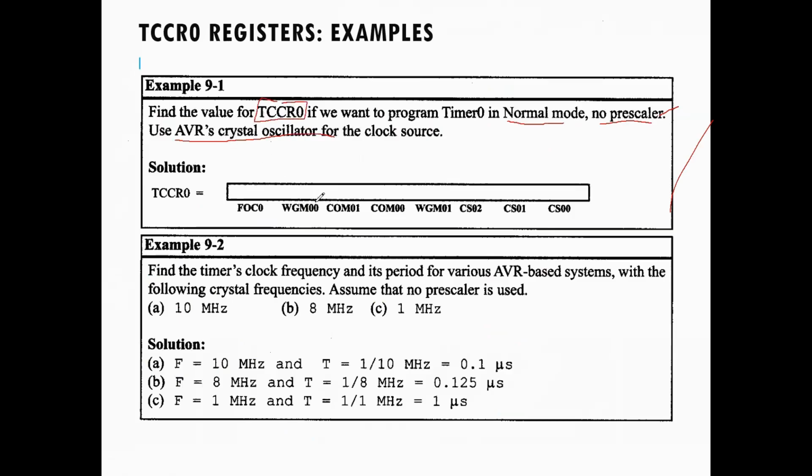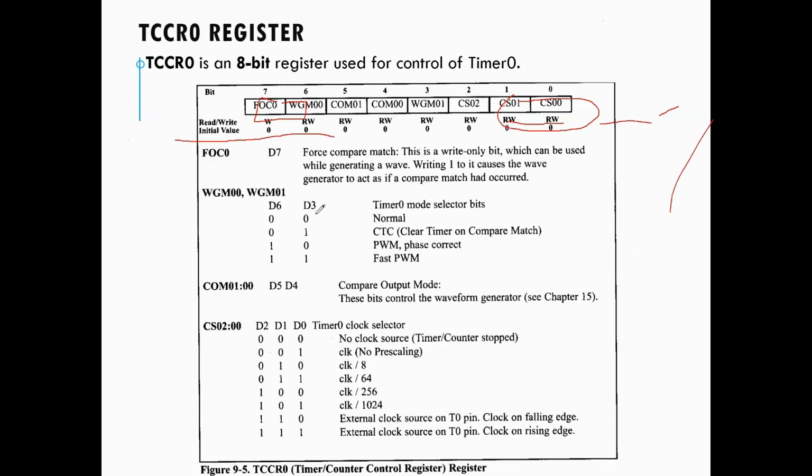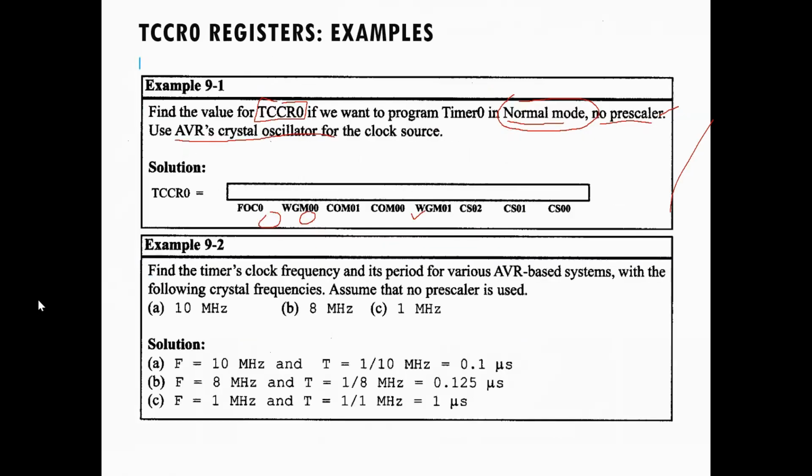So what we can fill in here is, firstly, it says normal mode. If normal mode, we go back to this slide. Normal mode, you see D3 and D6 are 0. So we fill in D3 and D6. This is D0, this is D7. So D3 is 0, then D6 is also 0 because it is normal mode.